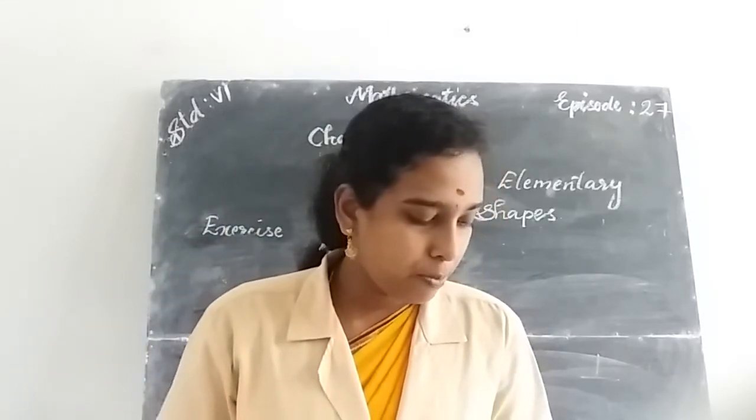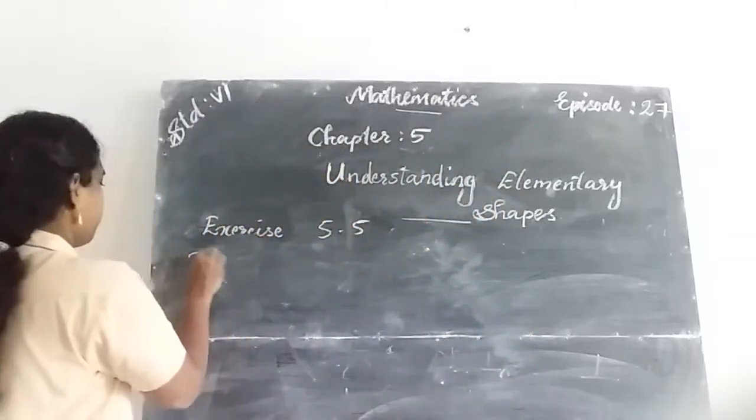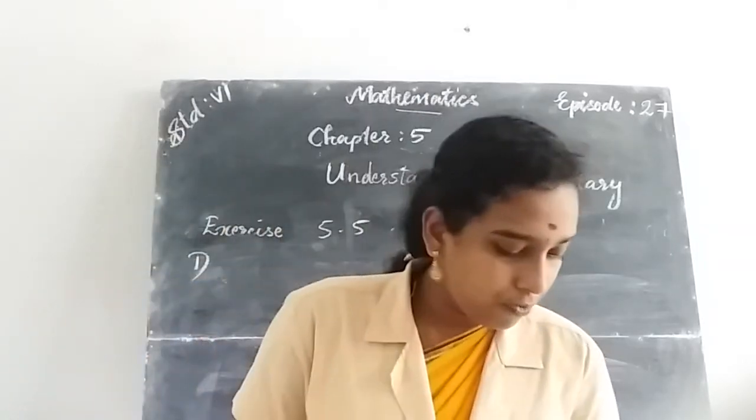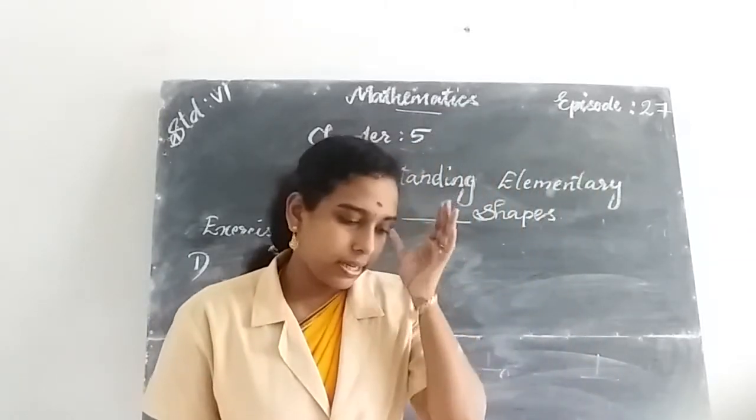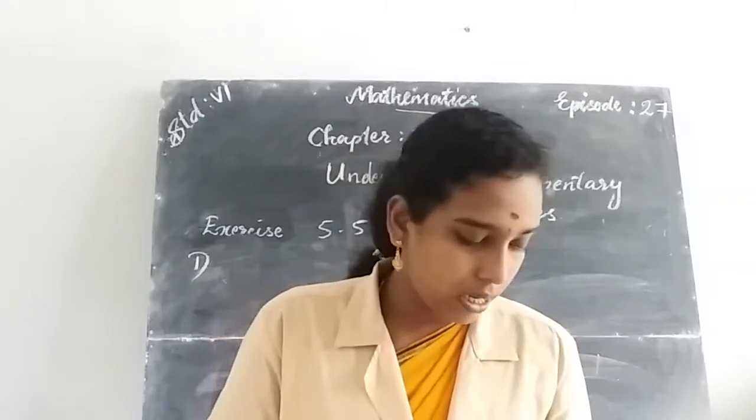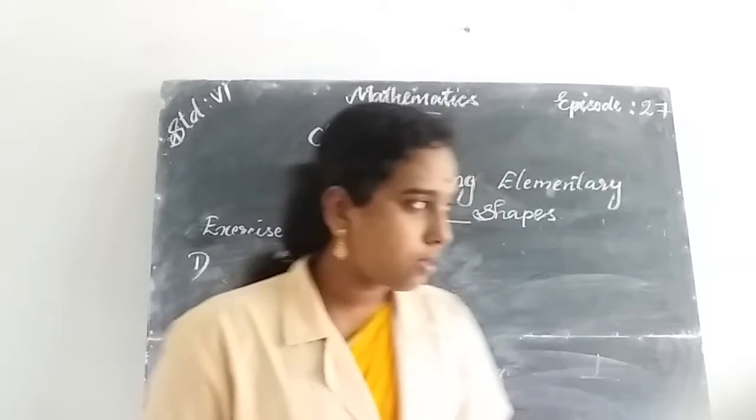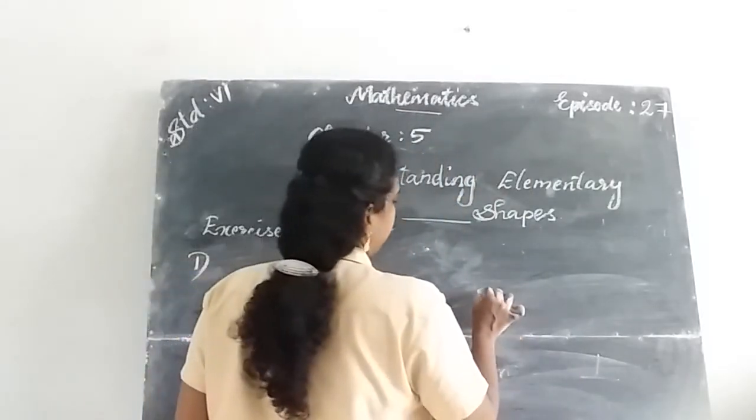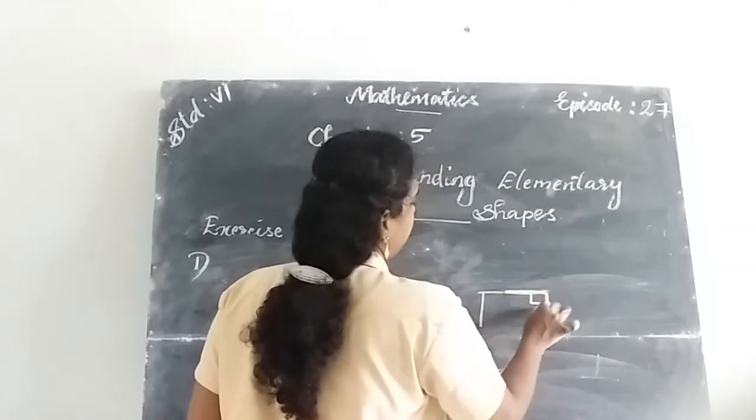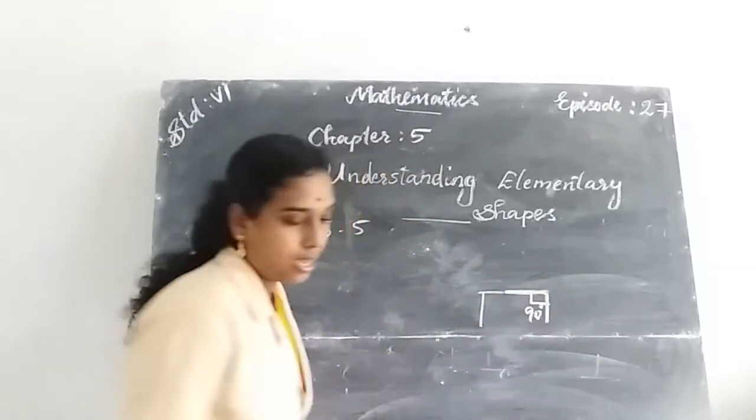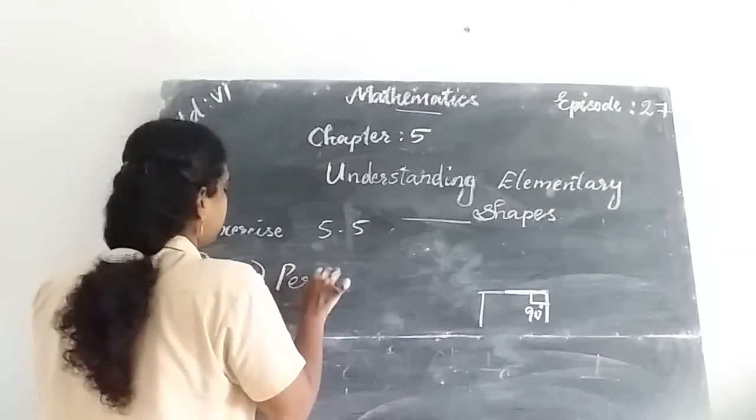And exercise 5.5, first question. Which of the following are models of perpendicular lines? Some models are given here and we want to identify which of the models are perpendicular. First one, the adjacent edges of a table. The adjacent edges of a table are like this, and these make a 90 degree angle, so this is a perpendicular line. So the answer to the first question is perpendicular.